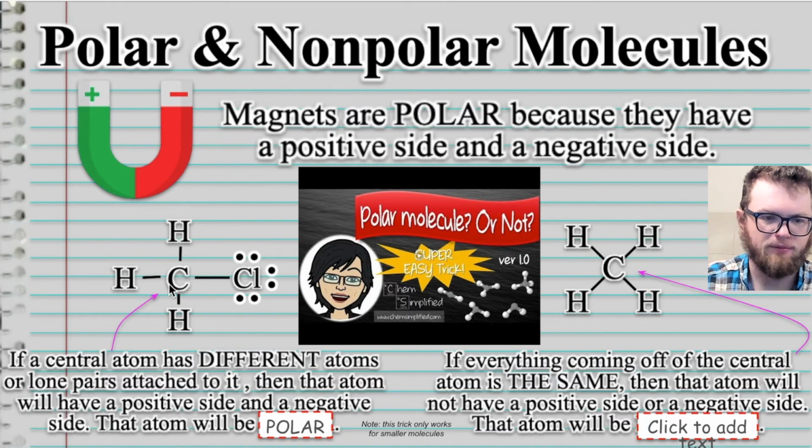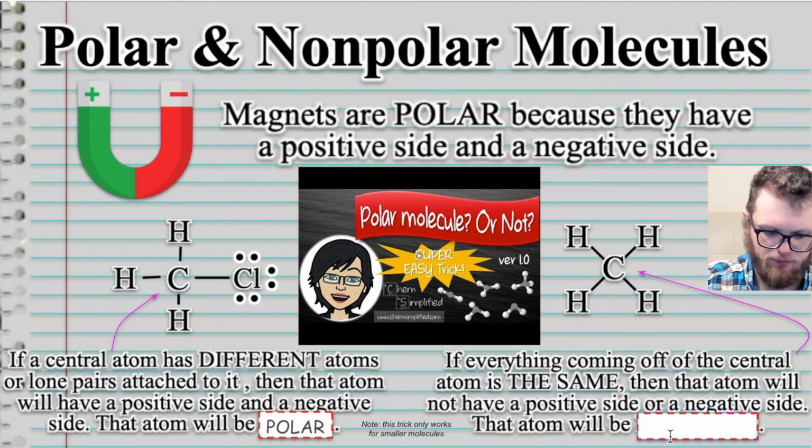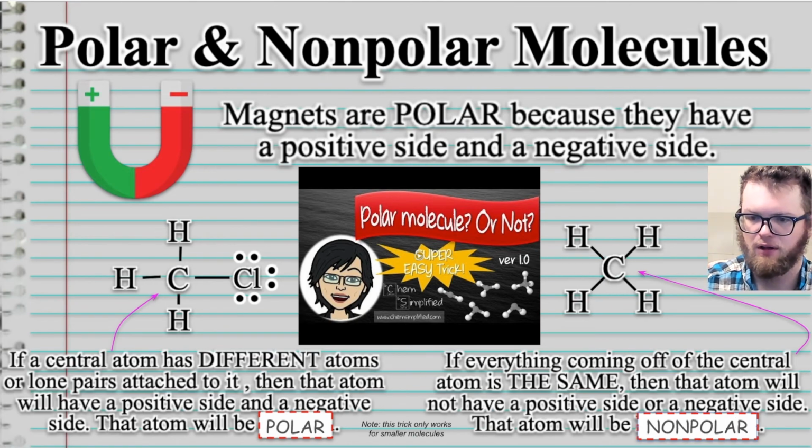So this molecule has this central carbon, and then we've got hydrogen, hydrogen, hydrogen. Those are all the same, but then we've got a chlorine over here. That's different. So because there's different stuff attached to the center atom, then it will be polar. If everything coming off the central atom is the same, then that molecule will not have a positive side and a negative side. That molecule will be nonpolar.